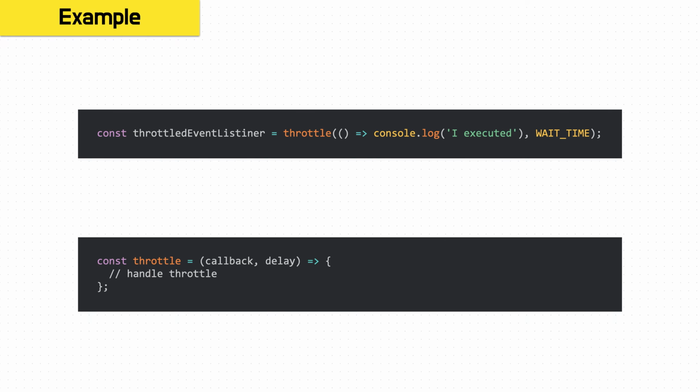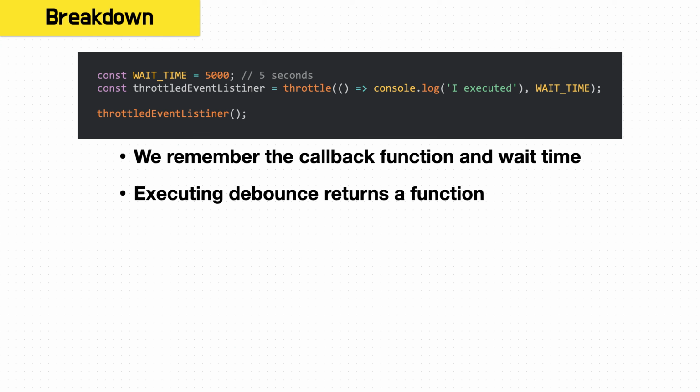So we saw the throttle takes a callback and a wait time. This means the function will have a callback as the first parameter, and then a delay in milliseconds as the second parameter. So what's happening is every time we execute throttled event listener, it's going to remember what this callback is and what the wait time is. And also, since we can execute throttled event listener, that means throttle must return a function. So what concept allows us to remember the value of variables inside of a function and also returns a function itself? This means we're using a closure.